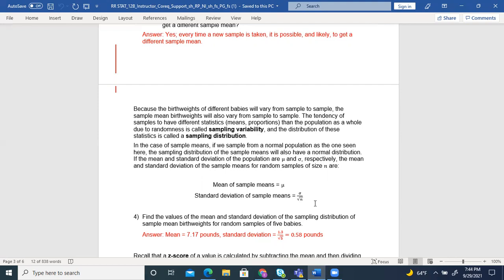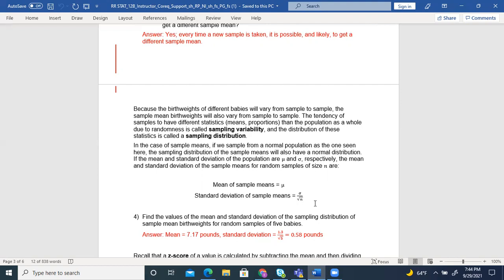As much as you have a distribution, we need to know the shape of this distribution. The sample means will follow the normal distribution. So every time you have sample means, it will be a normal shape.